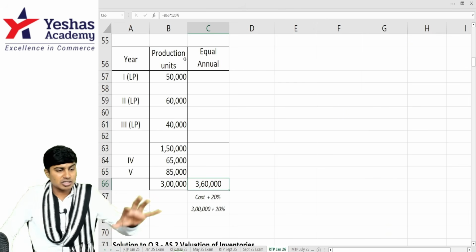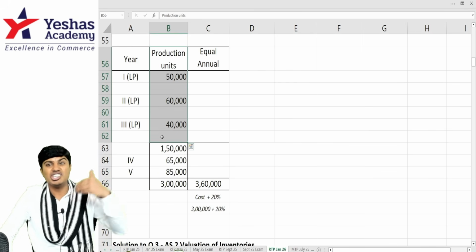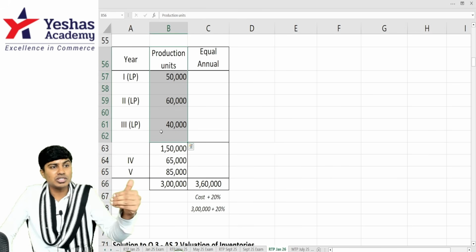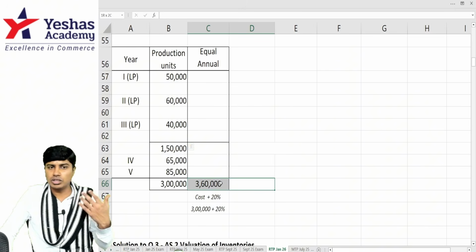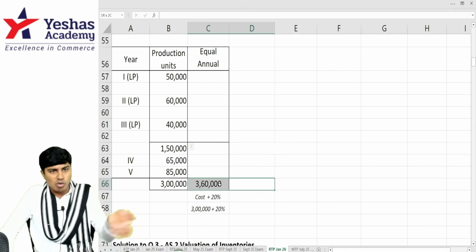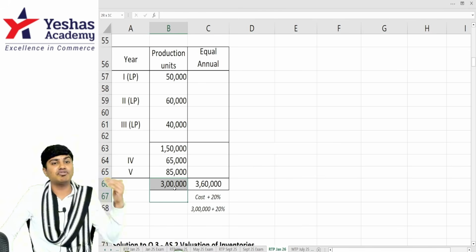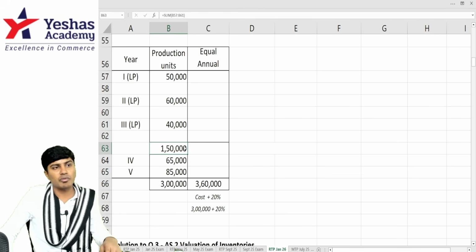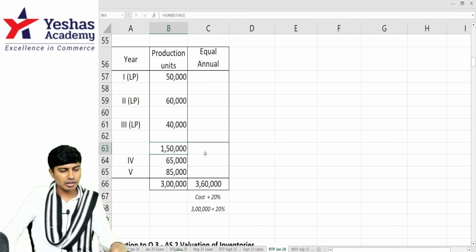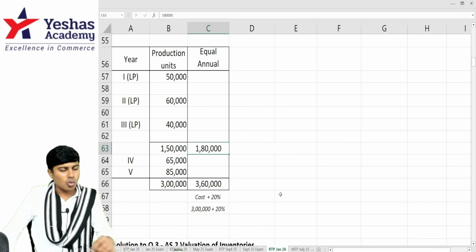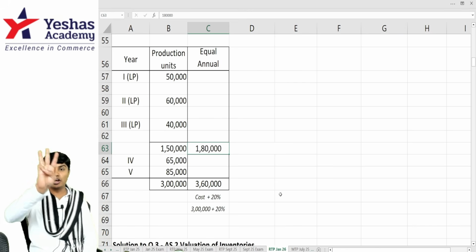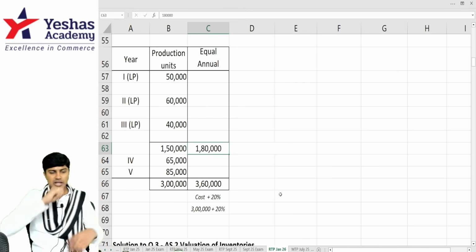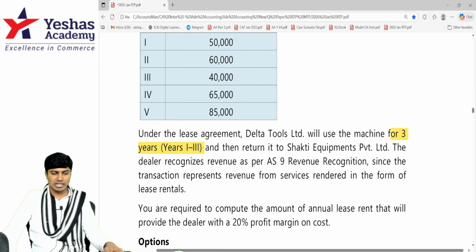But I am not charging this on the proportion of units. I want to charge equally. Every year I want to charge an equal amount. So first I'll find: if 3,60,000 is the total lease rental amount that I should charge for production of 3 lakh units, how much should I charge for 1,50,000 units? 3,60,000 into 1,50,000 divided by 3 lakh, I should charge 1,80,000 rupees as the total lease rental for the 3 years of lease period. They've asked me to compute the equal annual lease rental.